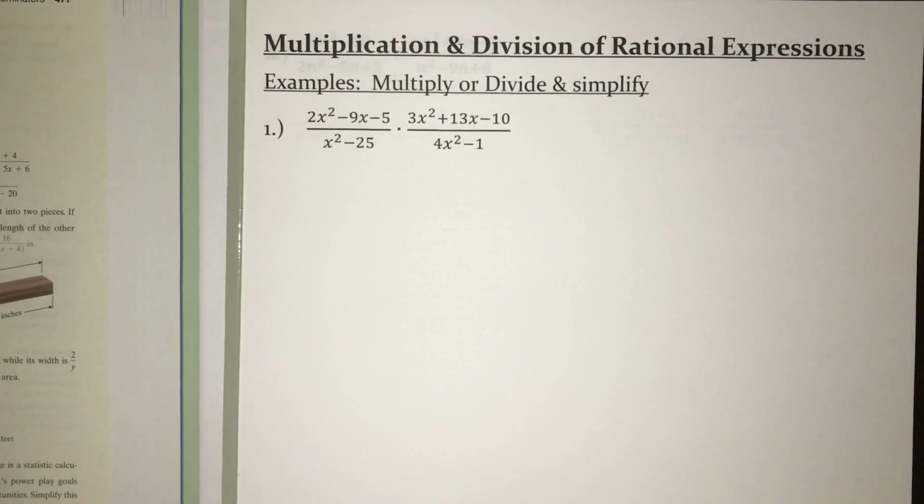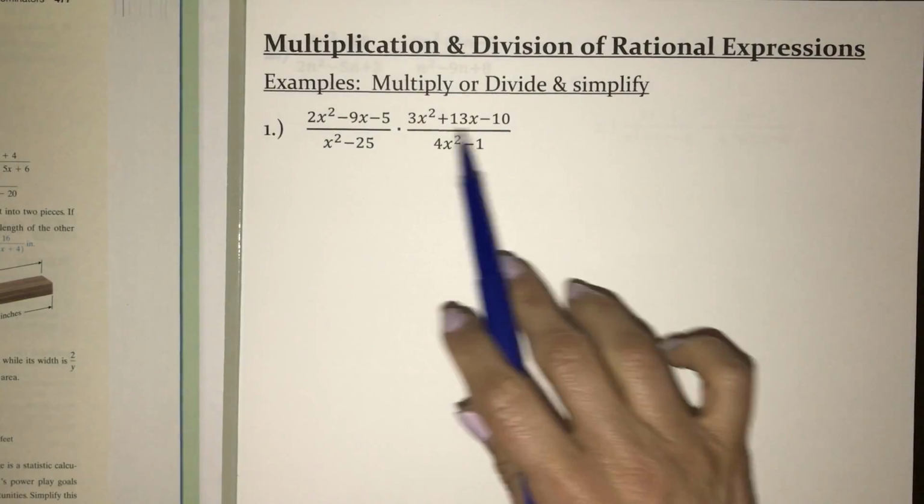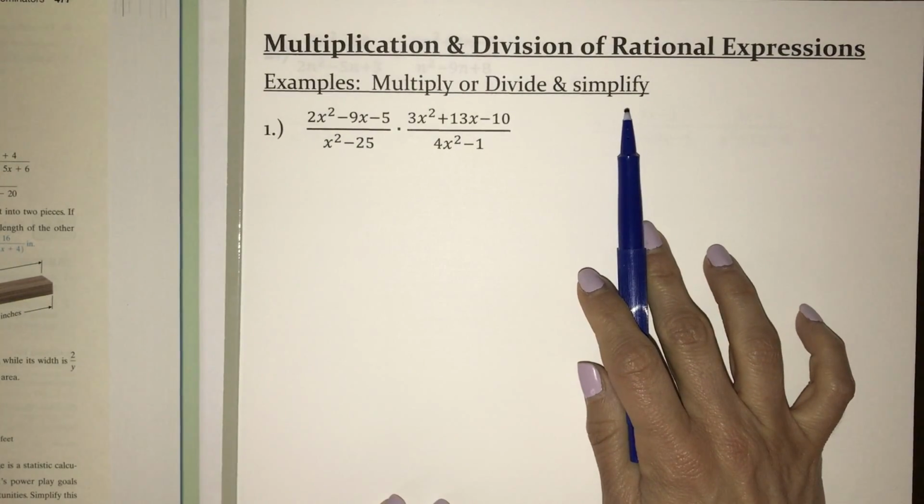This video will show you how to multiply and divide rational expressions. Rational expressions are just fractions that contain polynomials. Let's take a look at the first example. It says multiply or divide, and then we want to simplify our final answer.